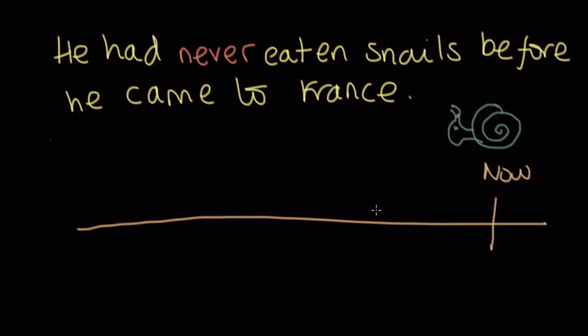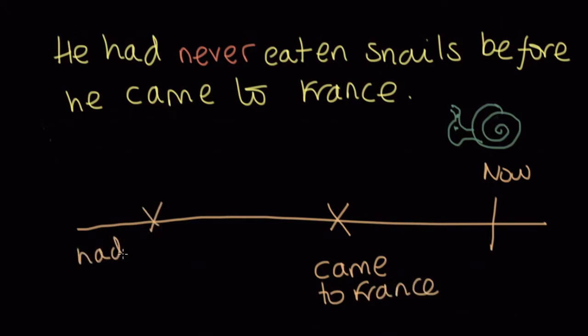Here we've got now, and we've got the event of coming to France, it's in the past, and we've got the event of never eating snails, which comes before. So he had never eaten. Again, you can see the adverb comes in between the auxiliary and the past participle.